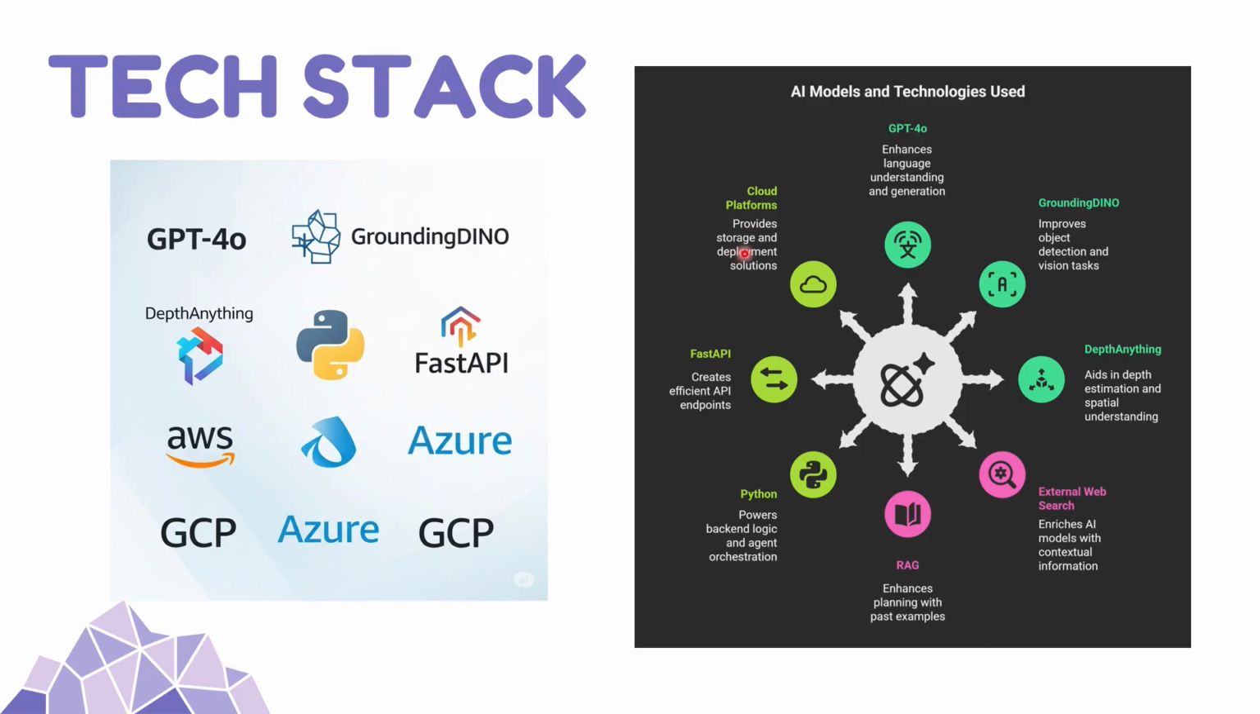So these are the AI models and technologies used in our project. Firstly, GPT-4, it enhances the language understanding and generation. And then there's Grounding Dino. This is especially used for object detection. So when you give a particular image and you want to find a particular object, this is a very helpful tool for that. And then there's Depth Anything that is a tool that helps us understand the spatial relationships between the objects in an image.